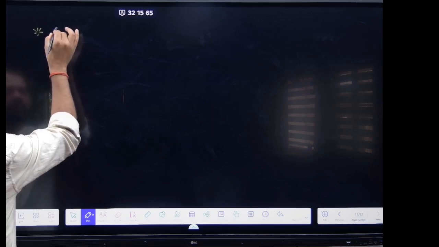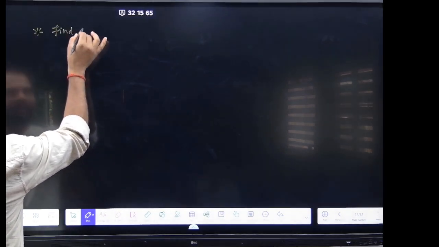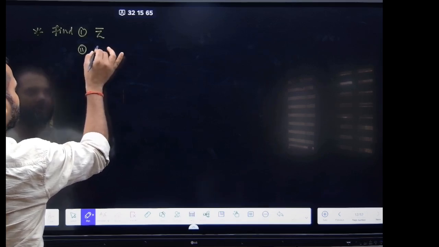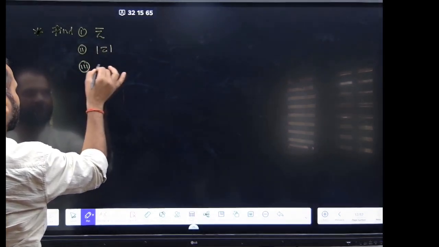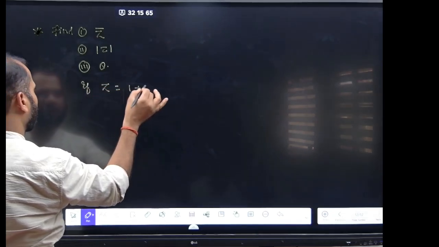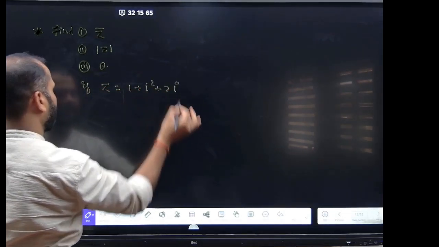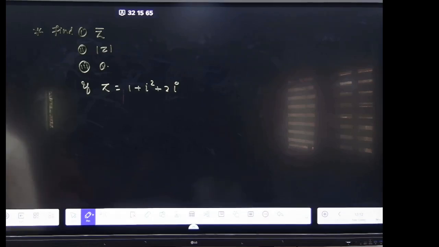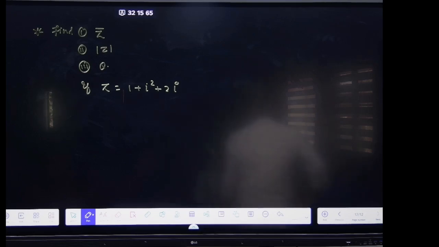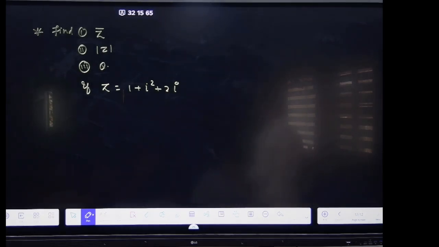After that you write down, find, same thing, z bar you calculate, then you calculate mod z, then you calculate theta if z is equal to 1 plus I square plus 2 iota. Suppose this type of question is there, z is equal to 1 plus I square plus 2 iota. What is the value of I square? Minus 1. So, whenever I square is there, it is a real number, right. First you should write that I square value, and then you try to calculate it.